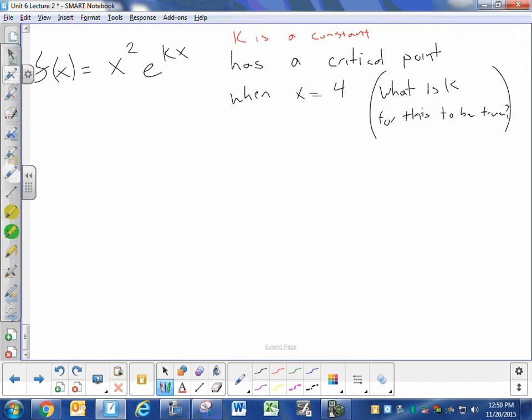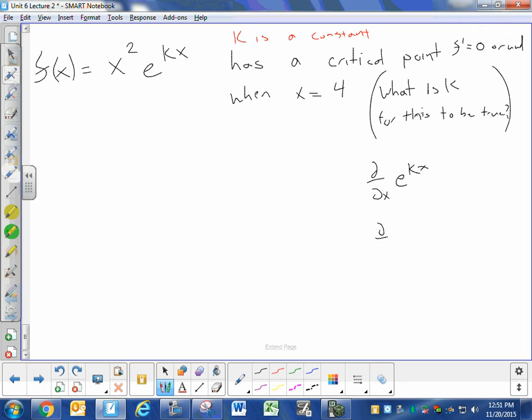Critical point is when your derivative will equal 0 or undefined. We should remember that. Talk about the derivative of e to the kx.